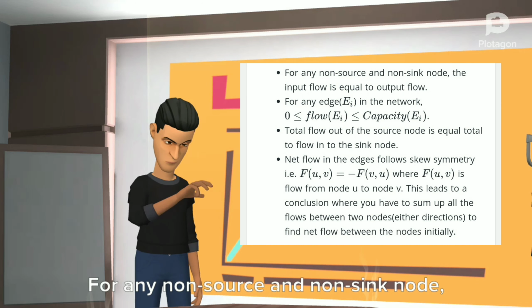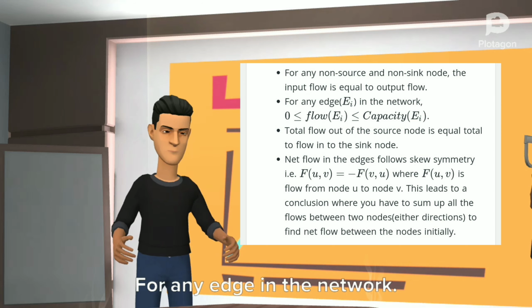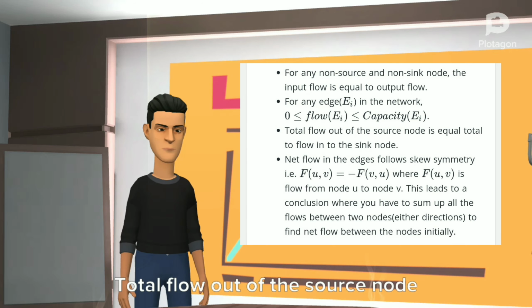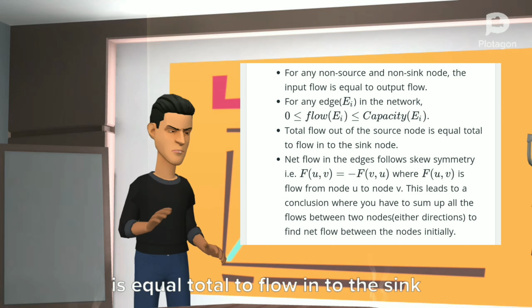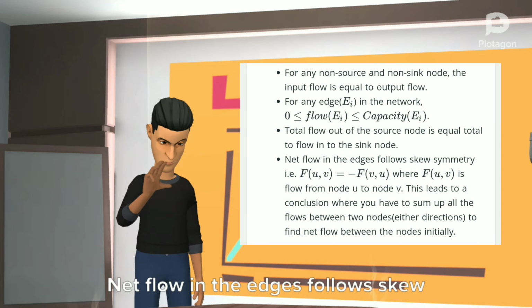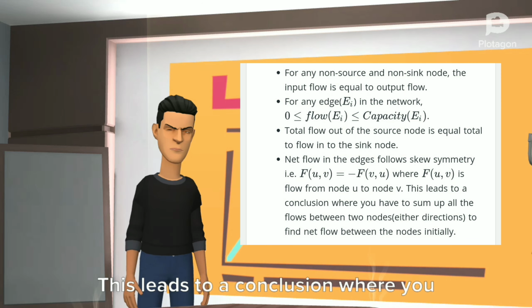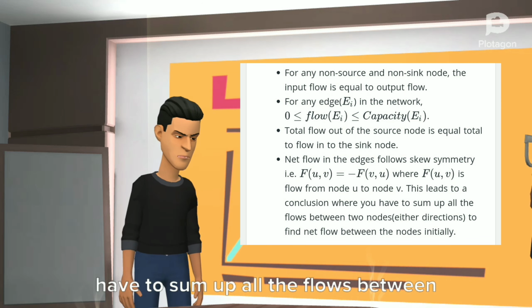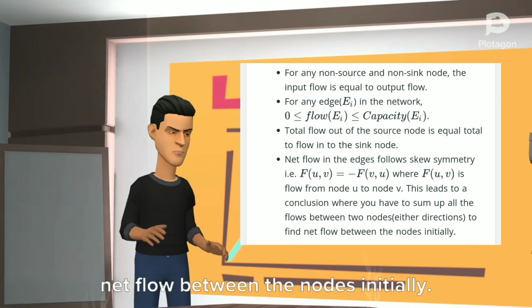For any non-source and non-sink node, the input flow is equal to output flow. For any edge in the network, total flow out of the source node is equal to total flow into the sink node. Net flow in the edges follows skew symmetry, i.e. f(u,v) = -f(v,u), where f(u,v) is flow from node U to node V. This leads to a conclusion where you have to sum up all the flows between two nodes, either directions, to find net flow between the nodes initially.